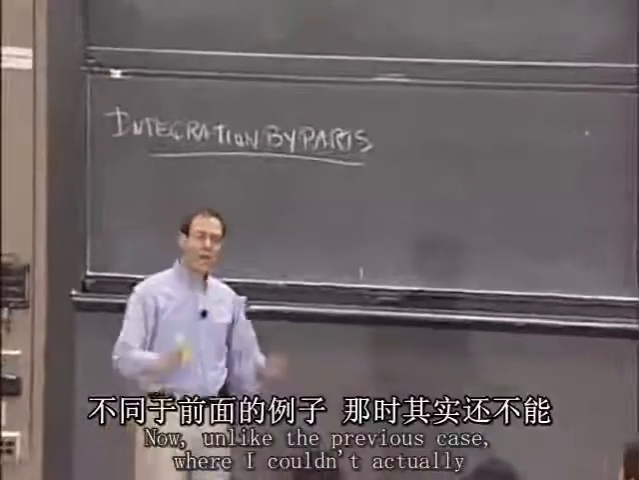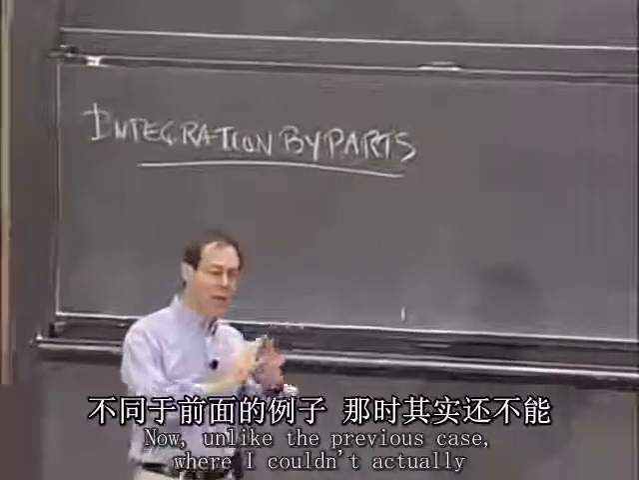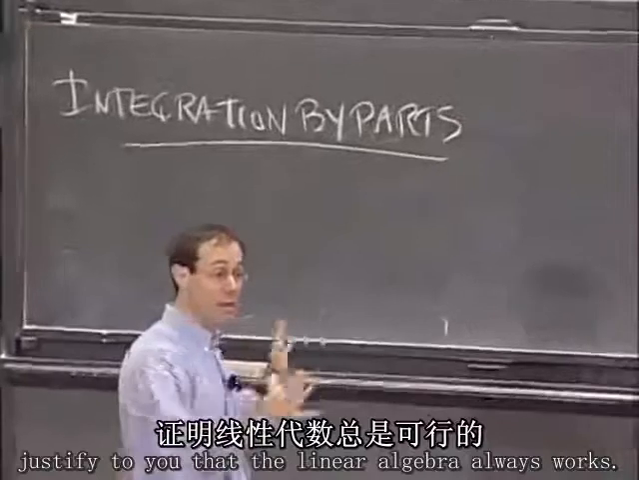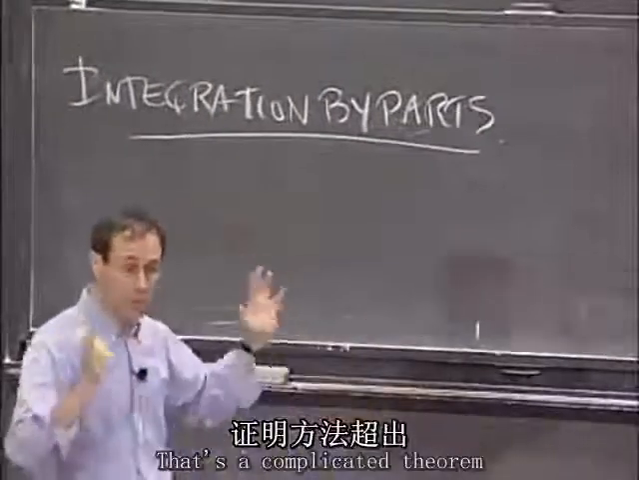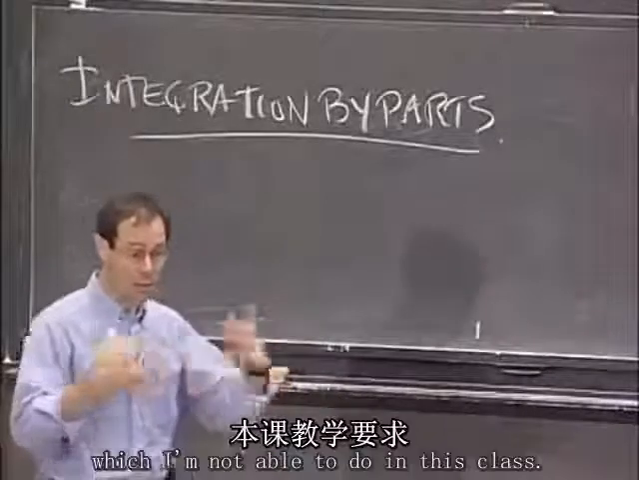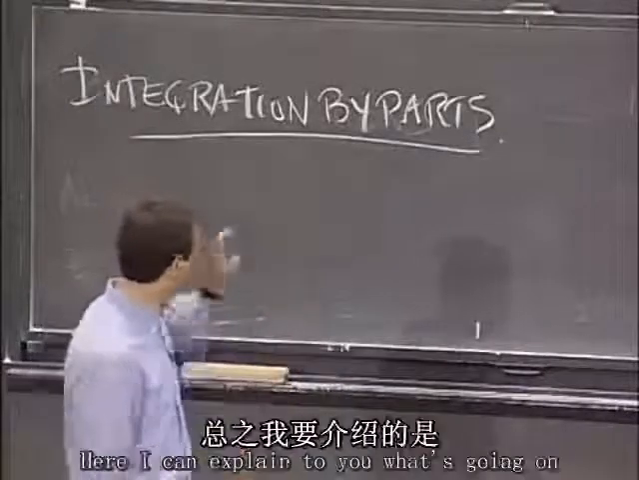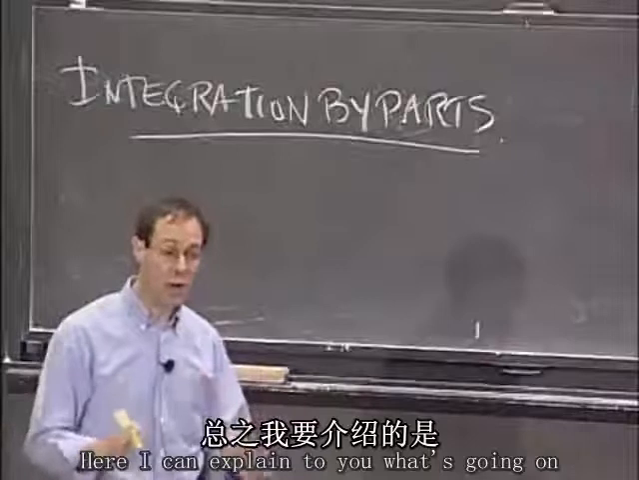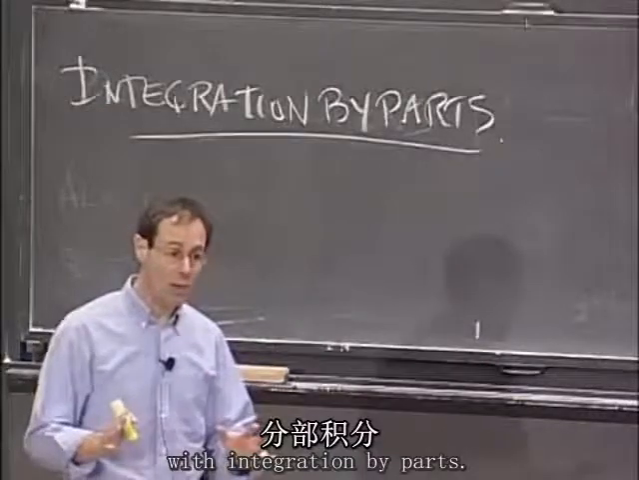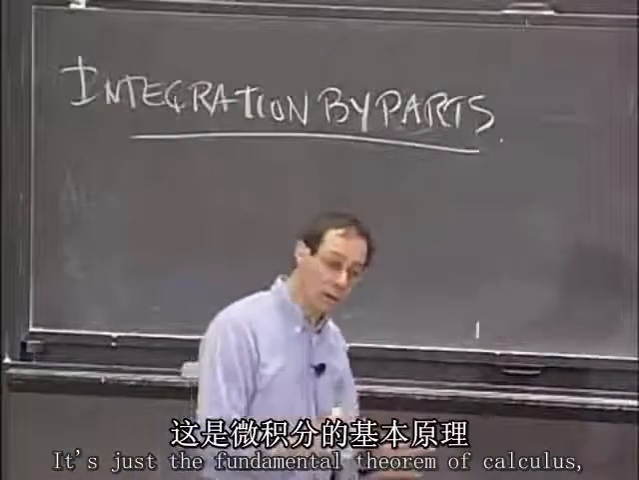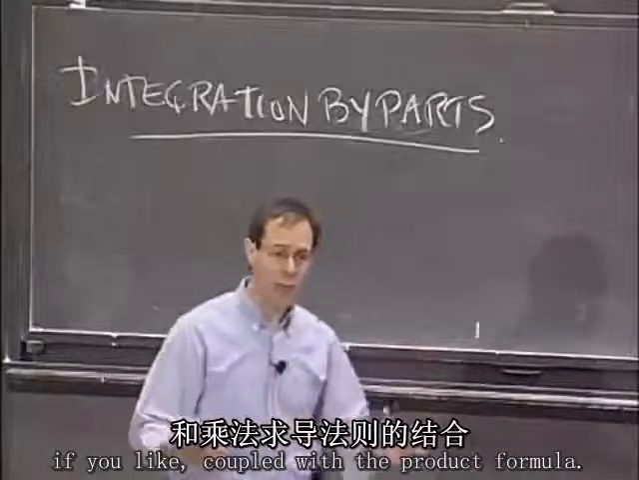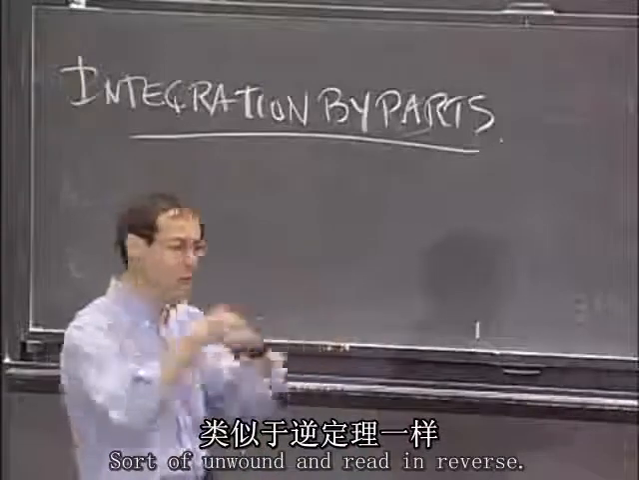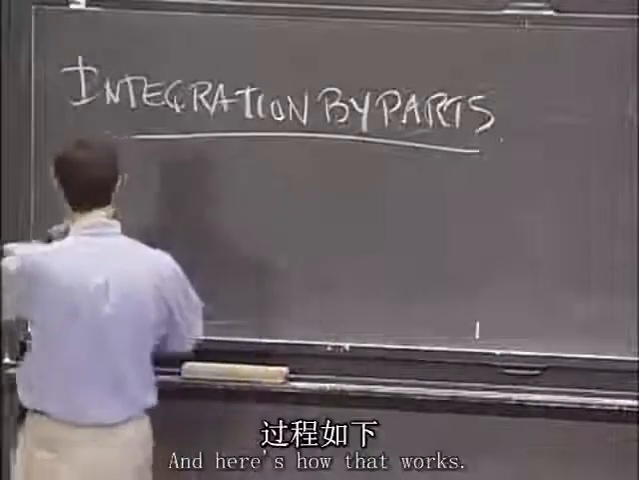Now, unlike the previous case where I couldn't actually justify to you that the linear algebra always works, I claimed it worked, but I wasn't able to prove it. That's a complicated theorem, which I'm not able to do in this class. Here I can explain to you what's going on with integration by parts. It's just the fundamental theorem of calculus, if you like, coupled with the product formula, sort of unwound and read in reverse. And here's how that works.